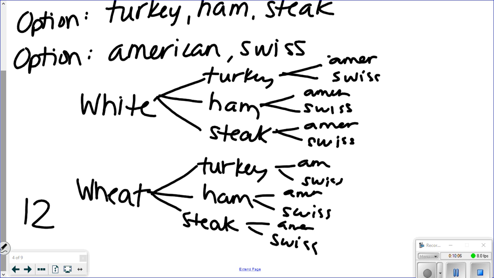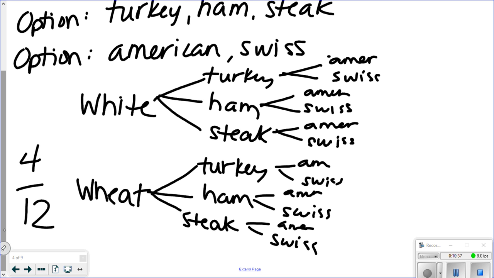So 12. What's the possibility of me choosing ham? 2 out of 12? How many sandwiches have ham? 4 of them. If you aren't sure, count: 1, 2, 3, 4. 4 possibilities, right? Do you see what I'm talking about now? So 4 out of 12, or 1/3, would have ham in it.